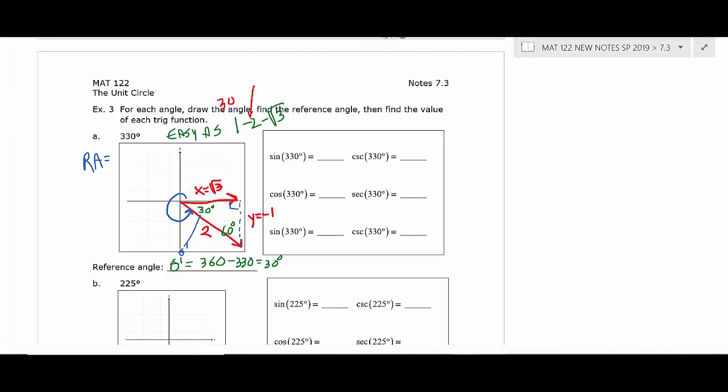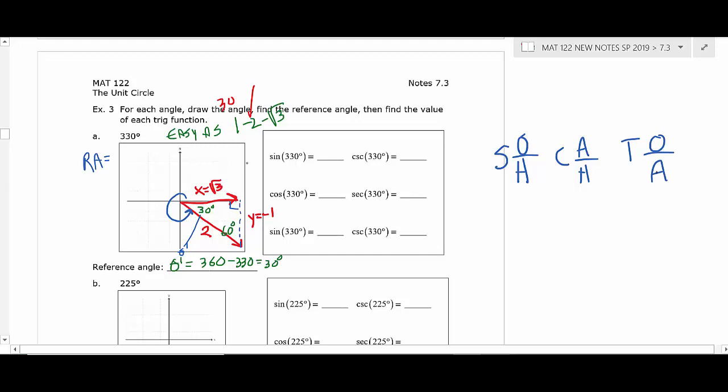All right, so again, this is just your SOHCAHTOA stuff. What we end up getting on this is the sine. If you look at 30 degrees, the reference angle, you're going to have opposite over hypotenuse. So therefore, the sine is negative 1/2. The cosecant is the reciprocal of the sine, so that's just negative 2. That's how you would get those values.